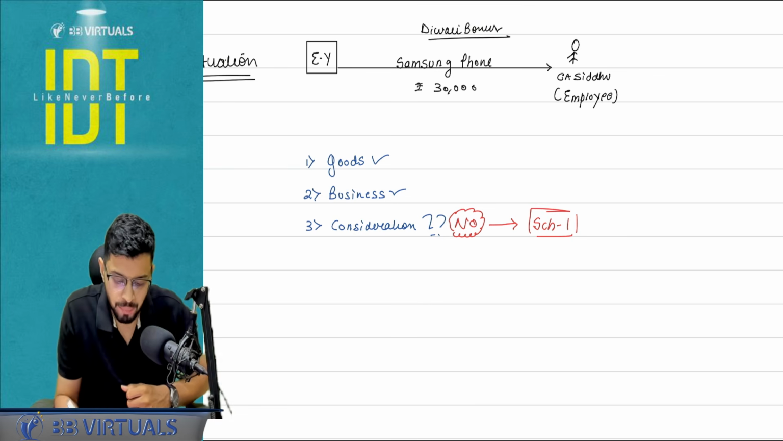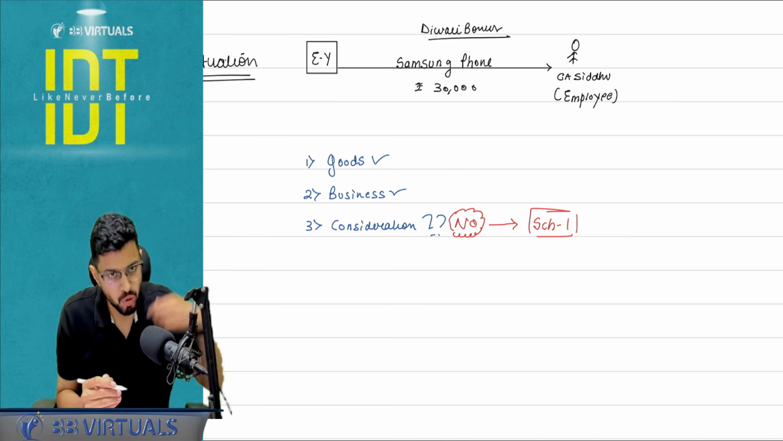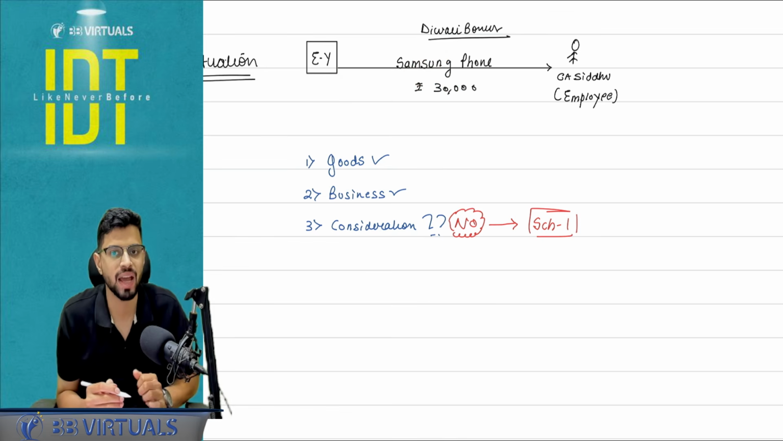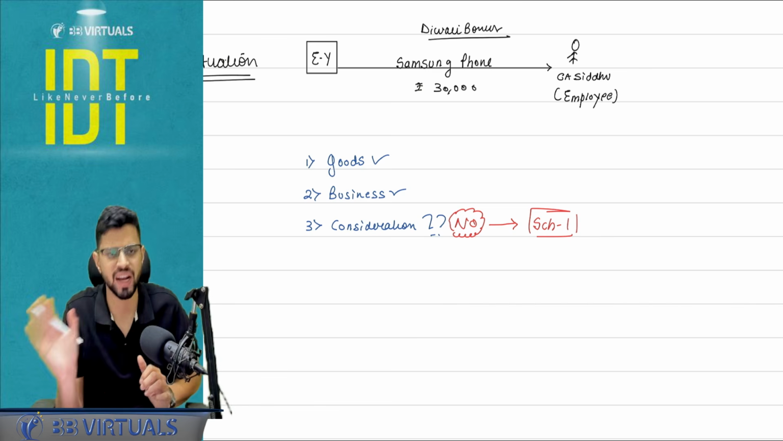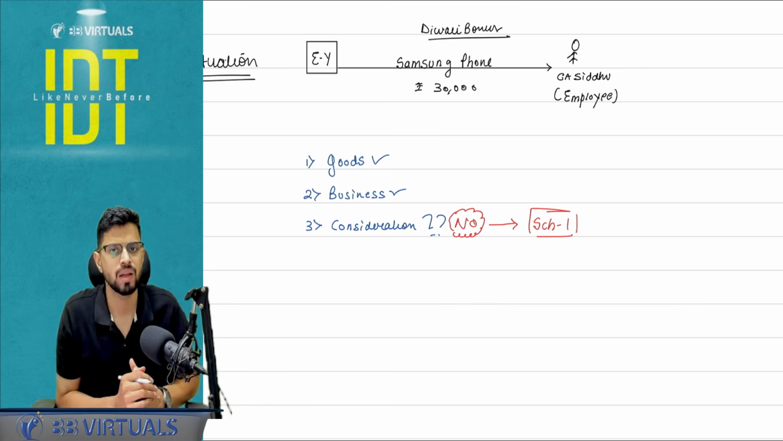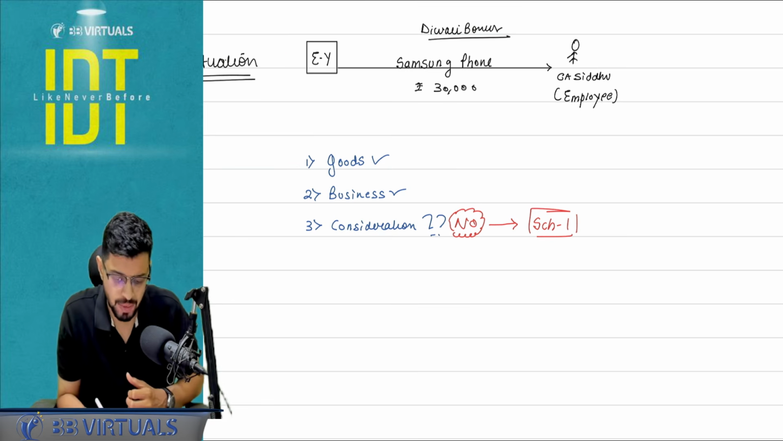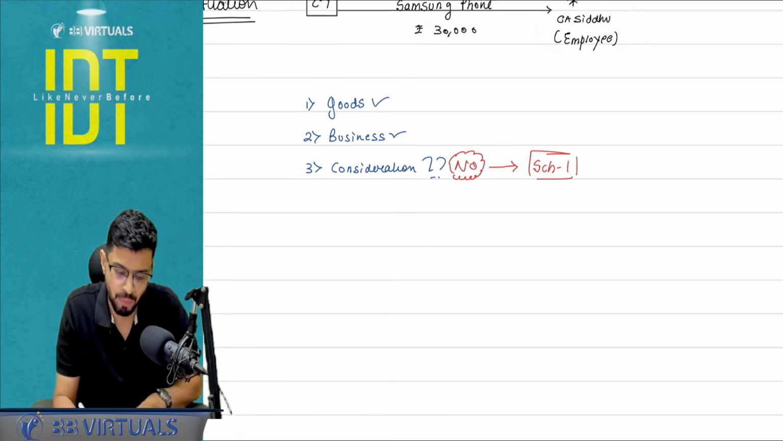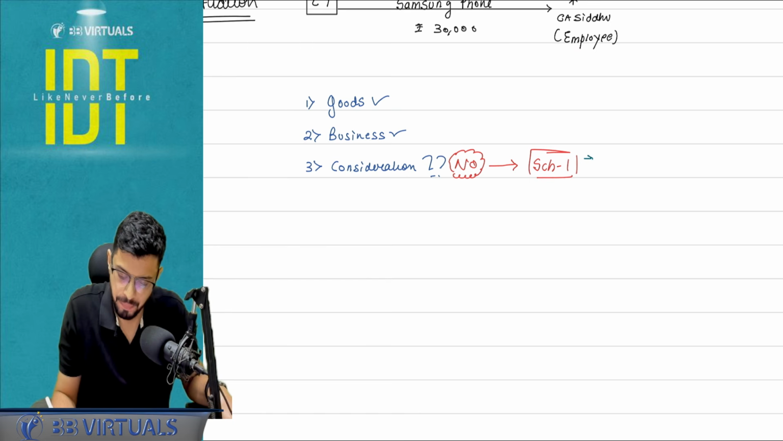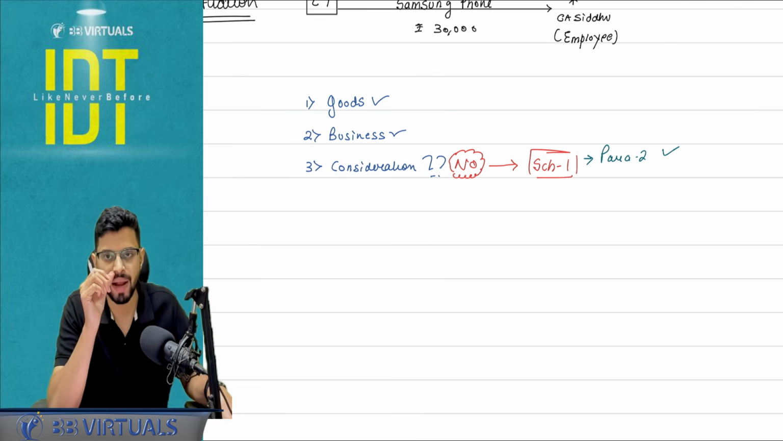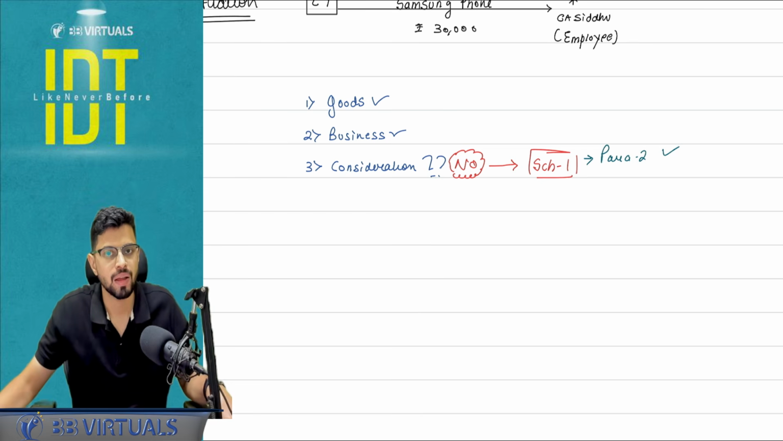I'm telling you, the company has not taken ITC here. So forget about schedule number 1, paragraph number 1. No ITC has been taken. Think about paragraph number 2. Is paragraph number 2 applicable? Absolutely yes, because employer and employee are related persons. So paragraph number 2 of schedule number 1 will apply.